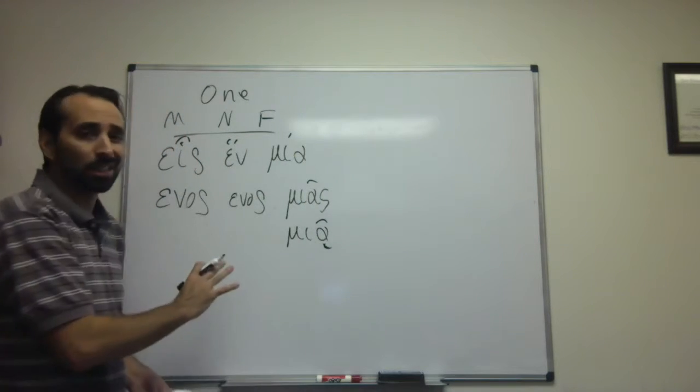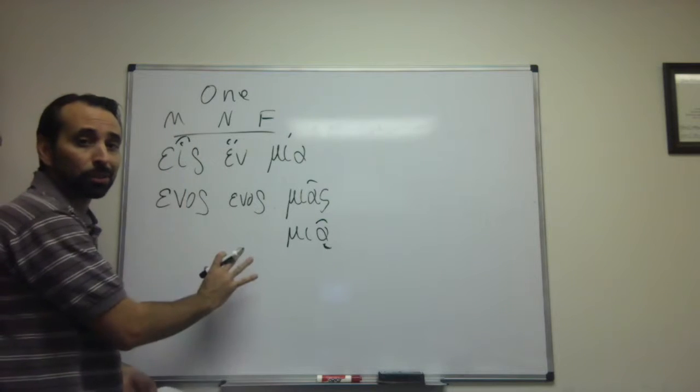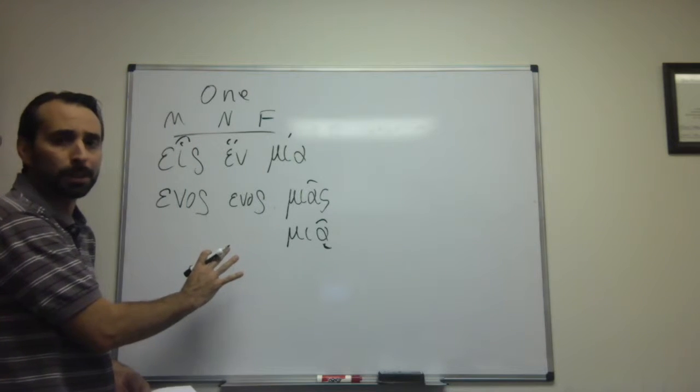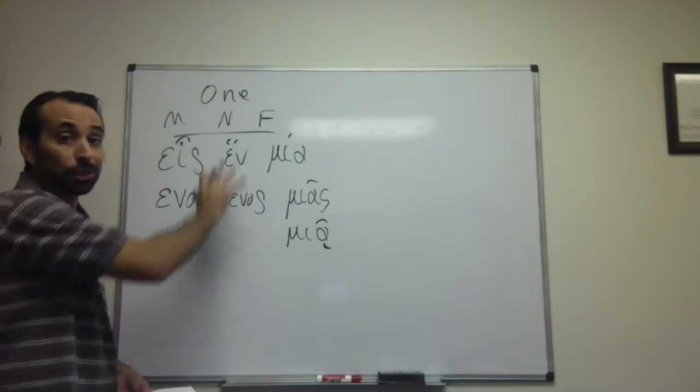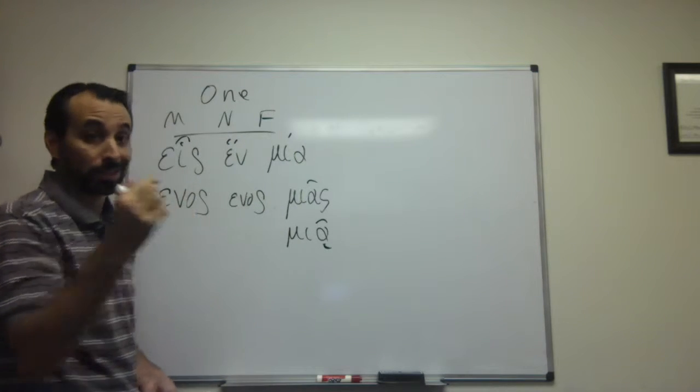And the one, think about it logically. These are all singular. If you say, well, where's the plural form? One doesn't have a plural form. It's just singular, which makes sense because it's just one.